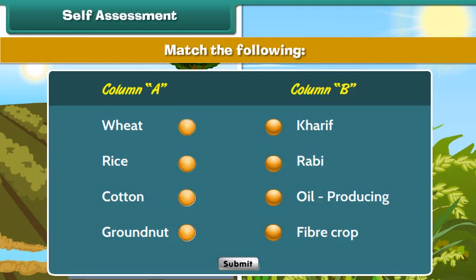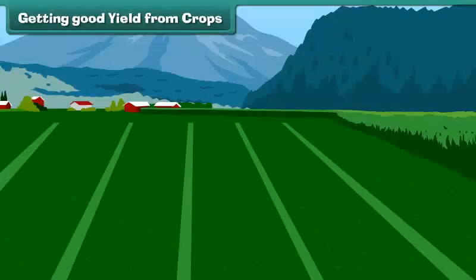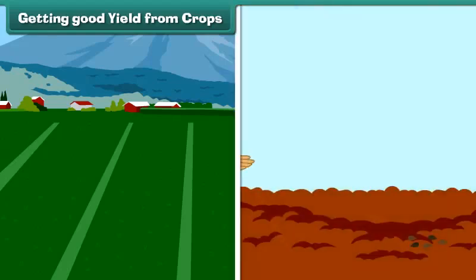Getting good yield from crops. To get a good yield from crops, following things should be kept in mind. Healthy seeds of best variety should be used. Before sowing the seeds, soil should be prepared by ploughing and adding manure or fertilizers to it. Soil should be watered at right time and with right amount of water. Crops should be protected from diseases and harmful insects and animals.